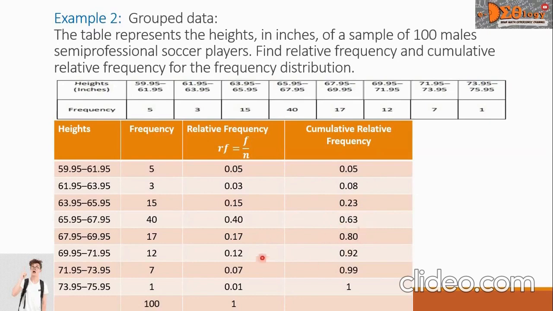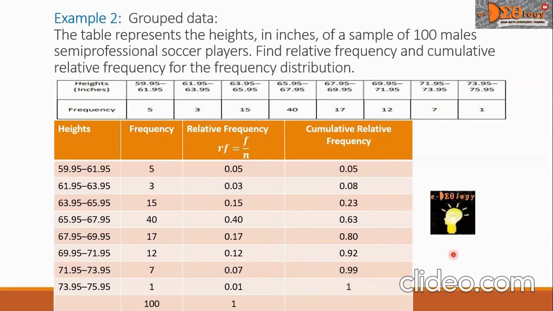0.80 plus 0.12, we will get 0.92. The 0.92 plus 0.07 will have the 0.99. 0.99 plus 0.01 equals 1. So this is now the final answer.